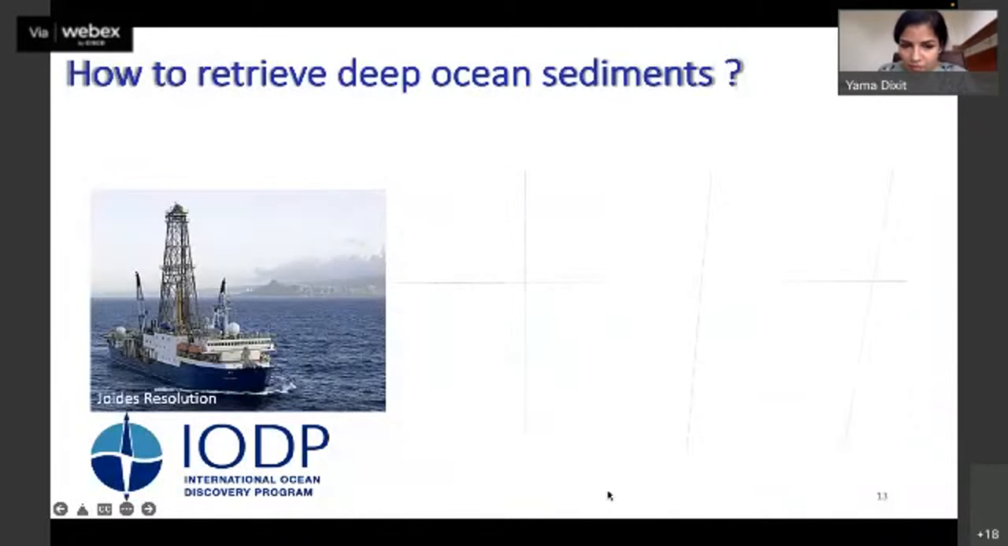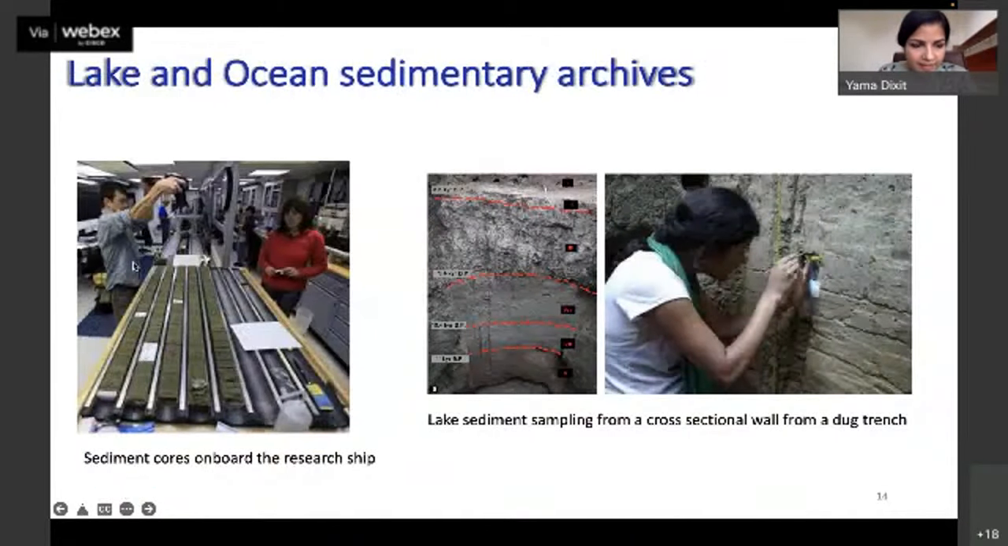So that's how the cores are brought onto the ship. And then we split the core in half. And there you can see, as you go down, that the sediments have layers of different colors, and the chemistry of those reflects the changes in the water chemistry at that time.